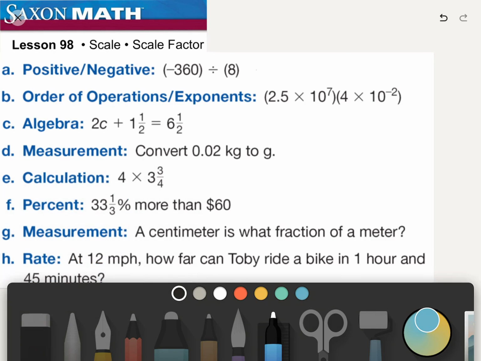Okay, a centi is what fraction of any unit, basically. But in this case, a centimeter is what fraction of a meter, and you'd better say 1/100th. Please learn the metric system.